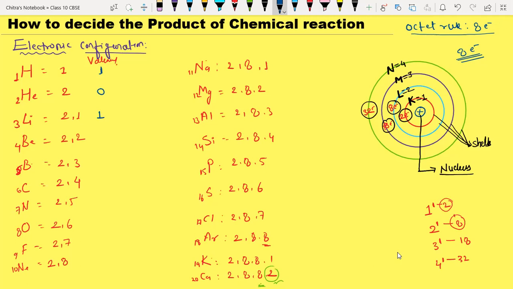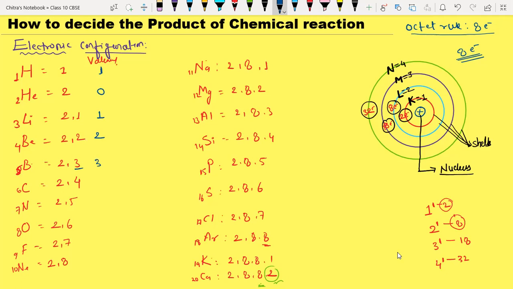Now we have beryllium. Beryllium has only 2 electrons in its outermost shell, so it will lose 2 electrons. So its valency is 2. Then boron. See, now we are going to use the octet rule. The octet rule says 8 electrons must be there in the outermost shell, but boron contains only 3 electrons. So 3 electrons are going to be lost by boron. So its valency will be 3.